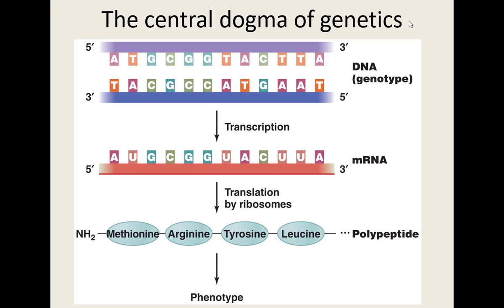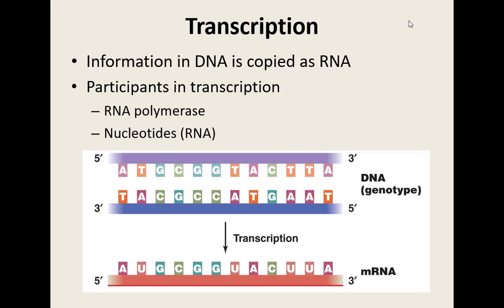From that message, we can then translate it into our chain of amino acids, aka it will become our protein, and it goes and does whatever it needs to do. But we're gonna break it down a little bit. But that's the basics. So transcription, the part that happens in the nucleus or the nucleoid region, depending on the organism, is we're taking the information in DNA and we're just making a copy of it.